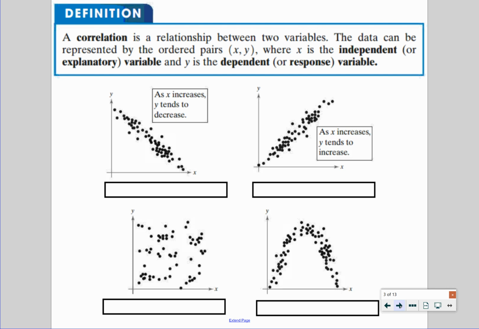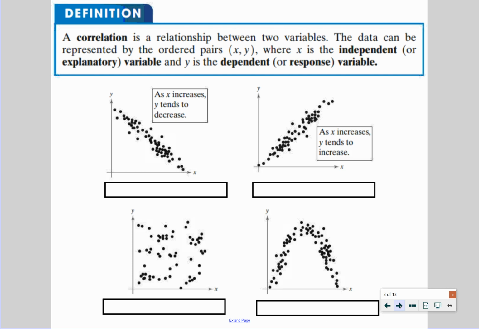Okay, so first we're going to start with what is correlation. Correlation is a relationship between 2 variables. It's generally our trend in the data. Of course, X is our independent variable and Y is our dependent variable. We also can see these words explanatory and response. You might see those used instead of independent and dependent, but it means the same thing.